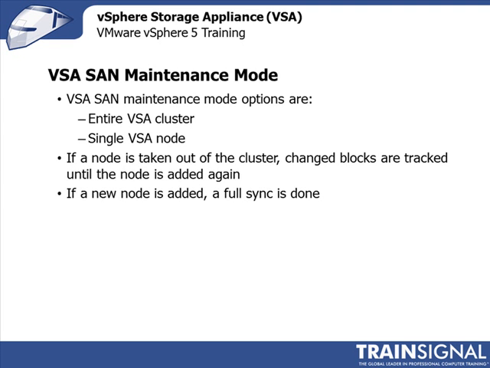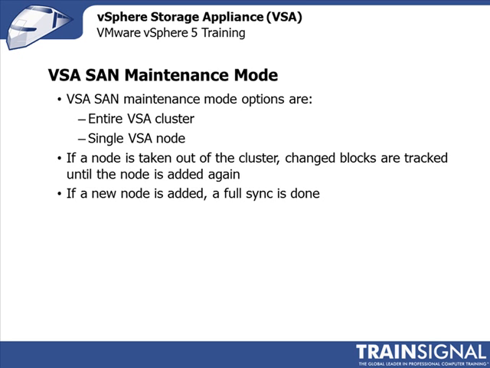I think of SAN maintenance mode as being like putting an ESXi host in maintenance mode, where it can automatically evacuate off the virtual machines. With VSA SAN maintenance mode, you can put either an entire VSA cluster into maintenance mode or a single VSA node. So if a node is taken out of the cluster, think of that as a physical ESXi server, maybe you need to take it down for maintenance, those change blocks are tracked until the node is added again. So it doesn't have to resynchronize all the data back to the node again. It can just add back or synchronize the changed blocks.